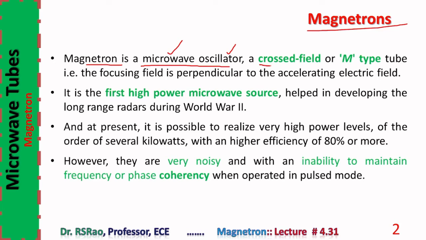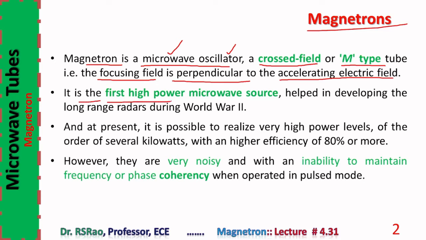It is a crossed field device. In this device, there exists an electric field in the radial direction. There exists a magnetic field in the axial direction. So both are perpendicular to each other. Hence, the fields are crossed. That's why the device is called a crossed field device. It is also called an M-type tube. As already explained, the focusing field, that is the magnetic field, is perpendicular to the accelerating electric field. Magnetic field is axial, electric field is radial.